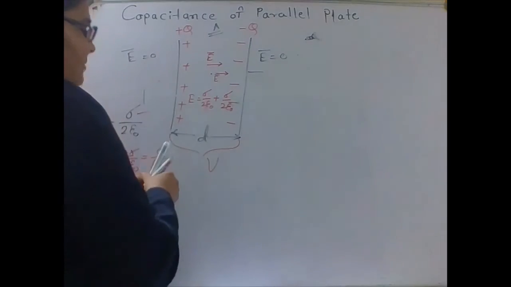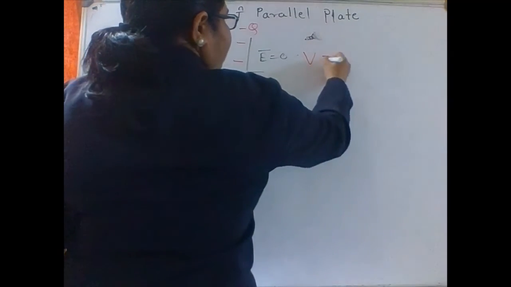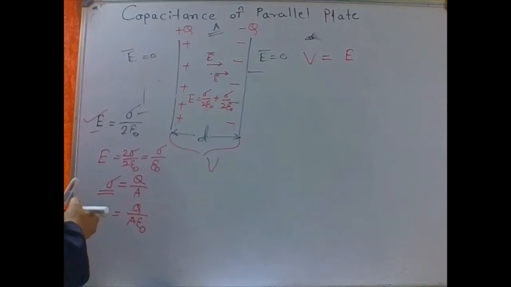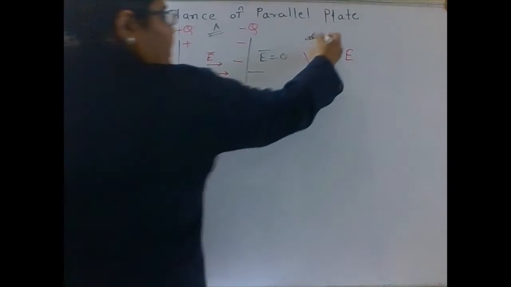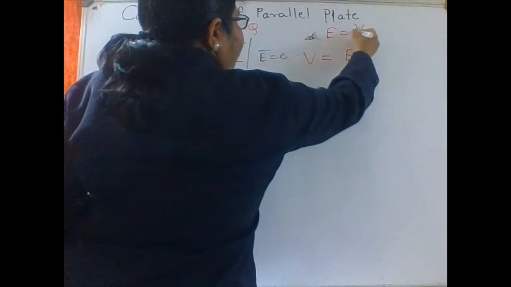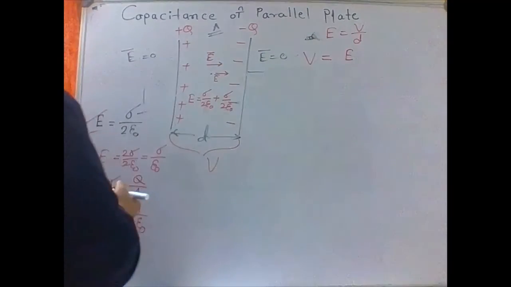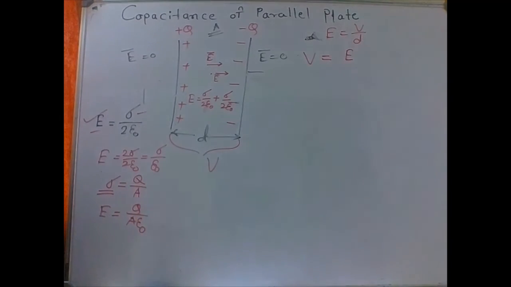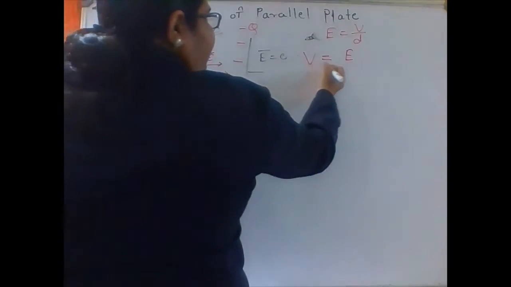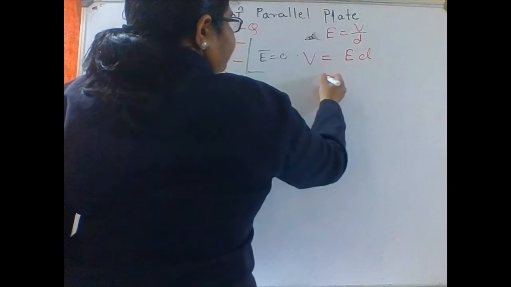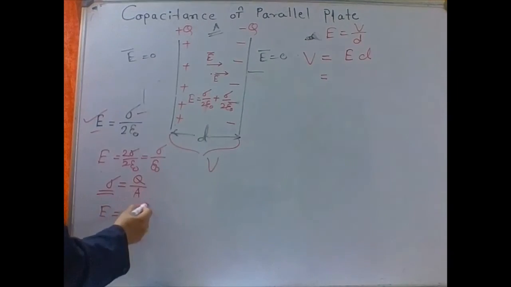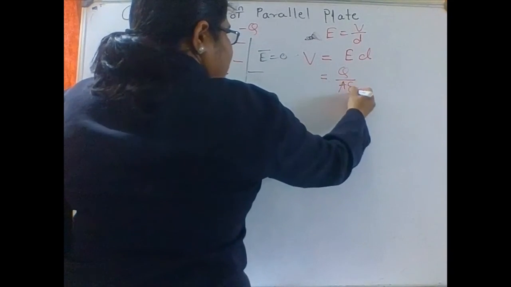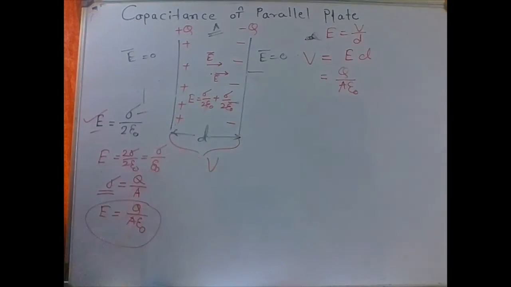Then what is the relation between V and E? We know E is equal to V upon D. We learn that the electric field is nothing but potential difference per unit distance. Then V is E into D. We already found the value of E, Q upon A epsilon 0, and the distance between them is D.